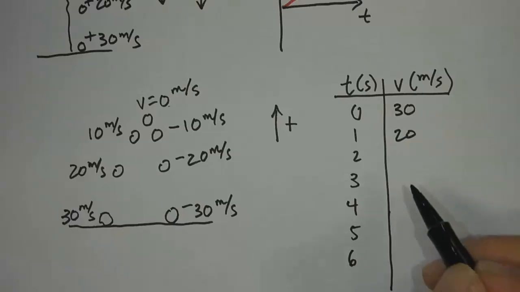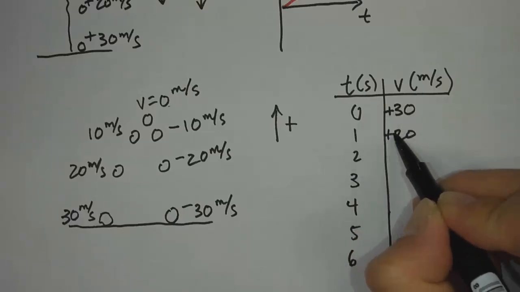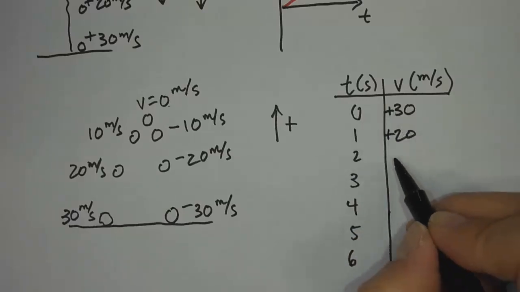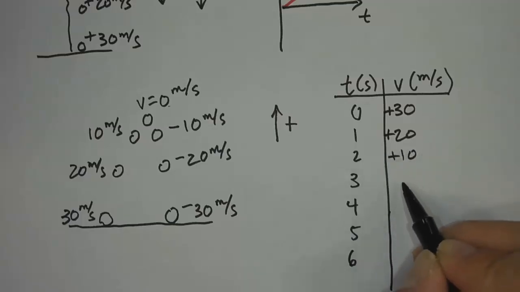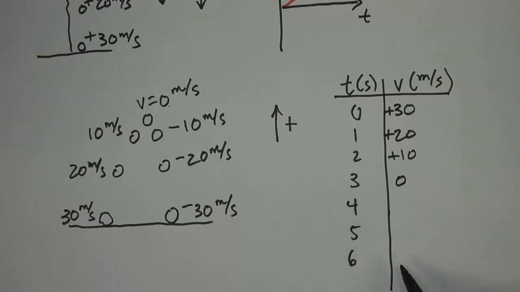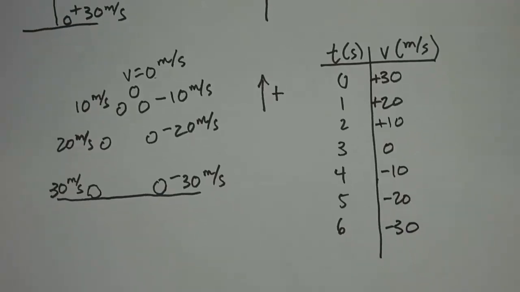20 meters per second. I'm going to put a positive on here just to remind us it is in the positive direction. 10 meters per second, and then at 3 seconds it's going to have 0 velocity. That's its highest point, its peak, and then on its way down it will have negative velocity, negative 10 meters per second, negative 20 meters per second, negative 30 meters per second.